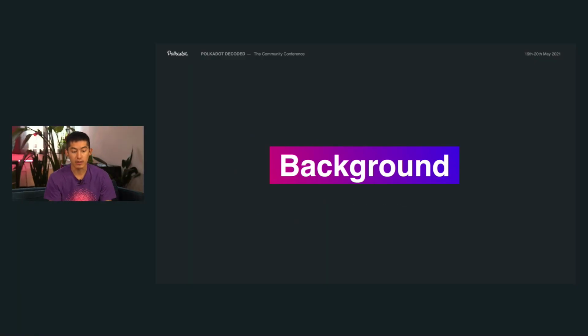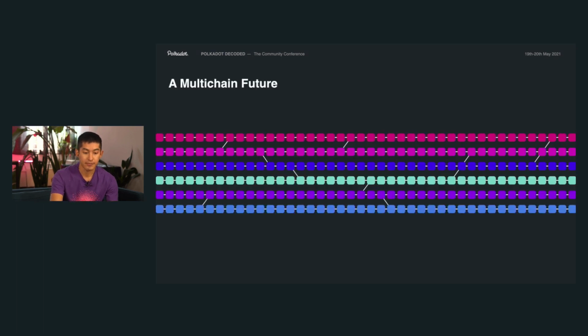But before we jump in, let's review a little bit about Polkadot and what it offers. The first thing to note is that Polkadot really is a vision towards a multi-chain future. But let's break down what that actually means.